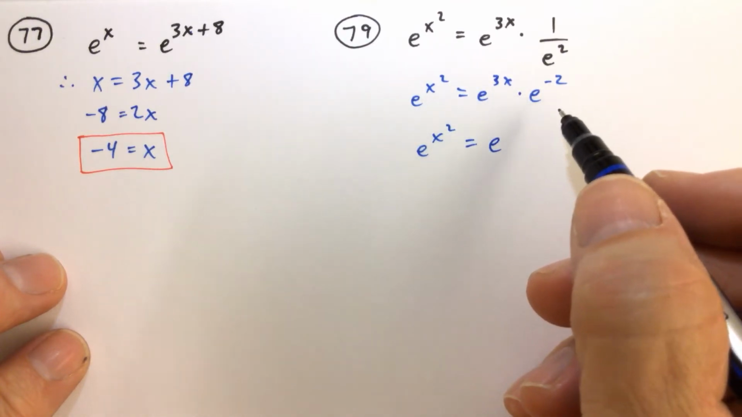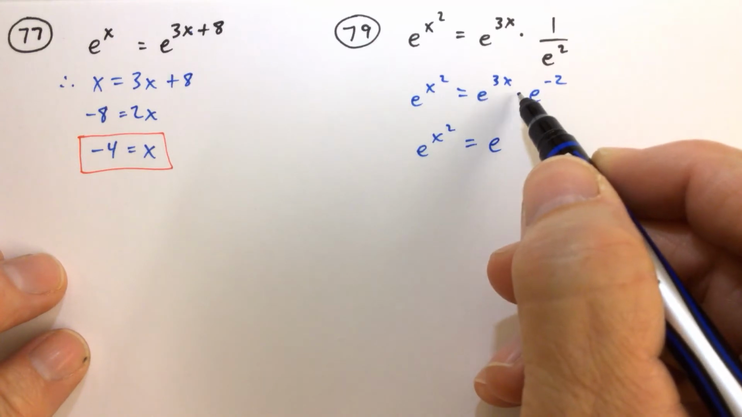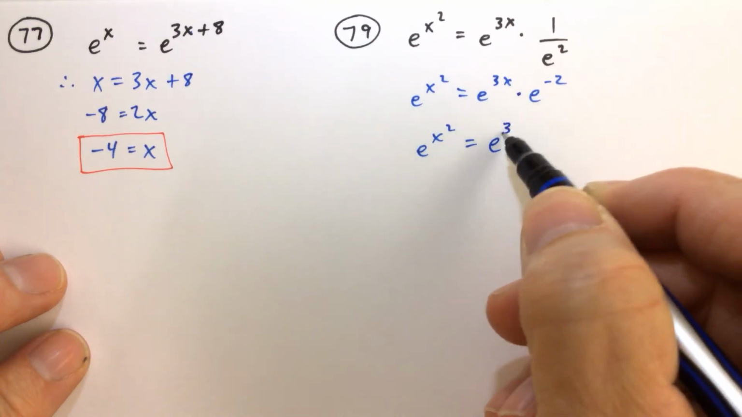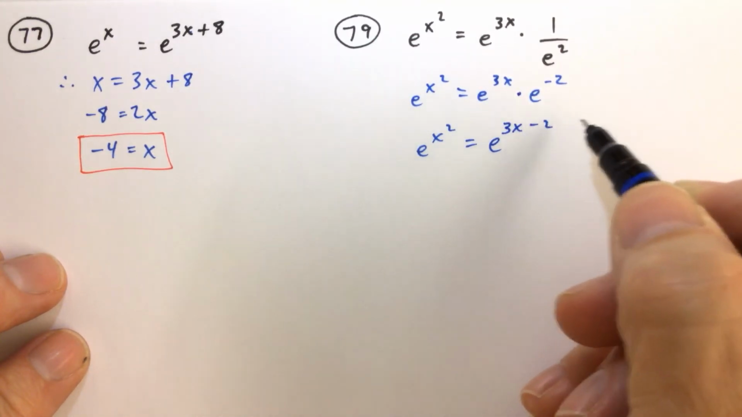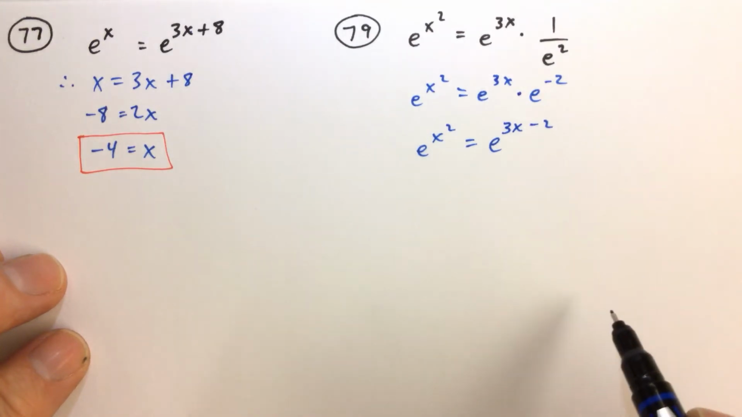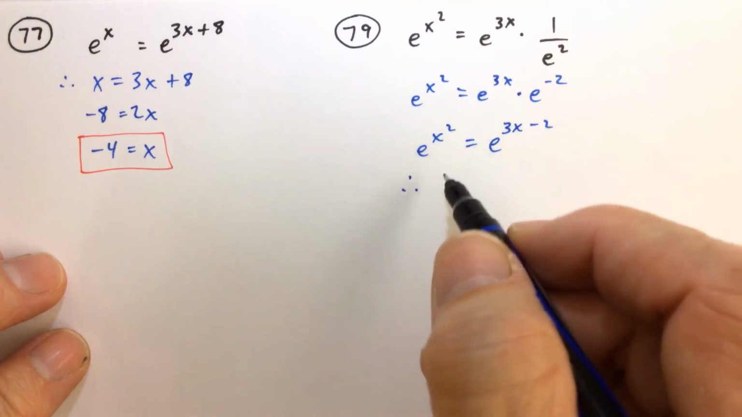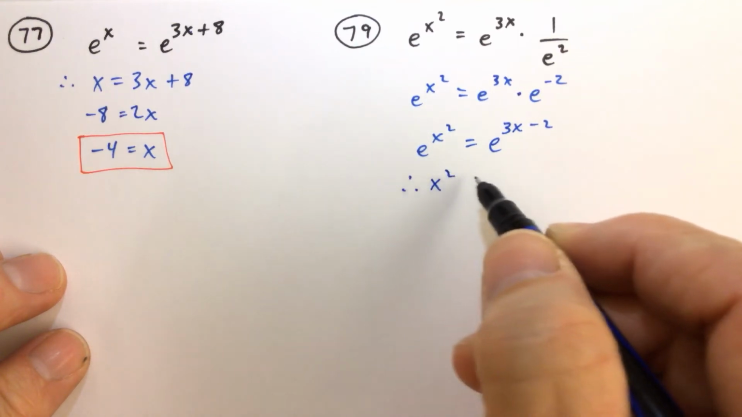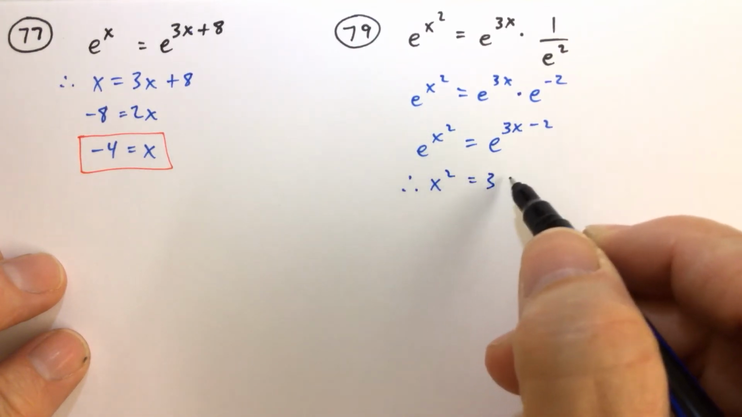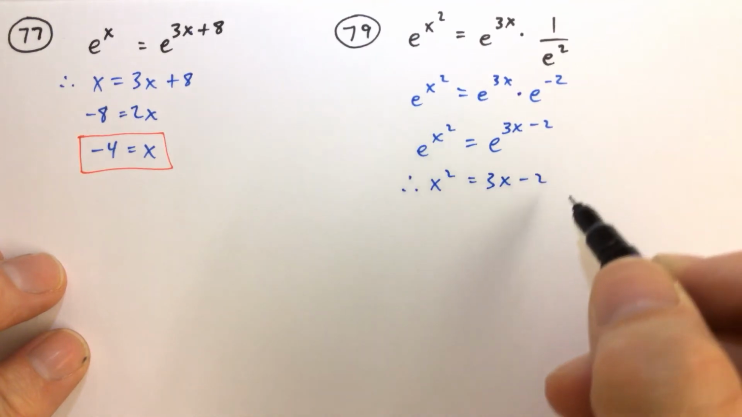And remember, the property of exponents says that if we multiply the same base, we add the exponents. So we have 3x plus negative 2, or 3x minus 2. And then again, the bases are the same. e is the same as e. Therefore, the exponents have to be the same. We get x squared equals 3x minus 2.